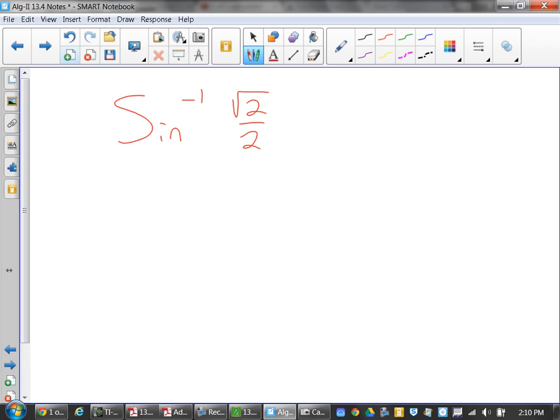30, 60s: we have 1, root 3 and 2. And 45s: 1, 1, root 2. None of that changes. So if I'm sitting here thinking, what angle has a sine value of root 2 over 2, which of those triangles am I working with? The 45s. So what angle has a sine of root 2 over 2?